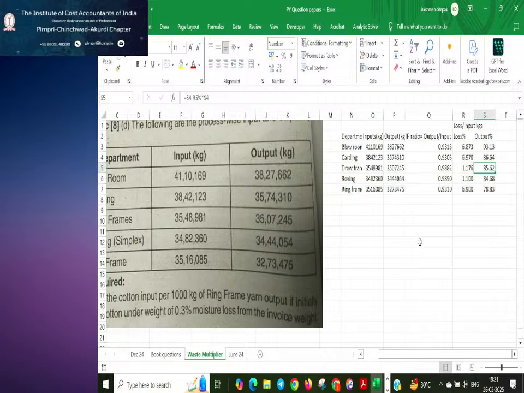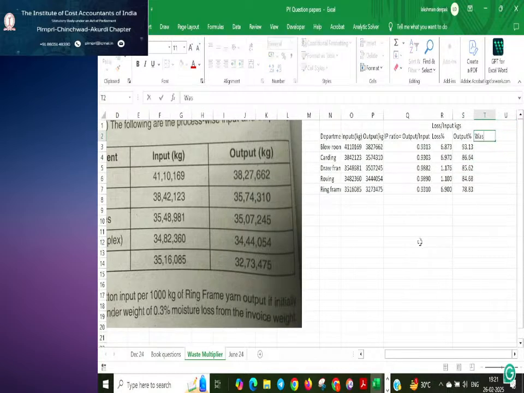Yeah. So when you look at this, there is something called waste multiplier that I told you. What is this waste multiplier? This is very much used in textile industries. Okay. So what is this waste multiplier? How a loss can happen while processing cotton into yarn.